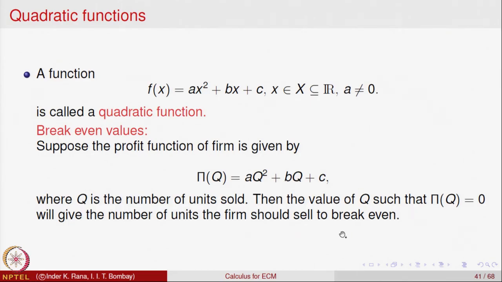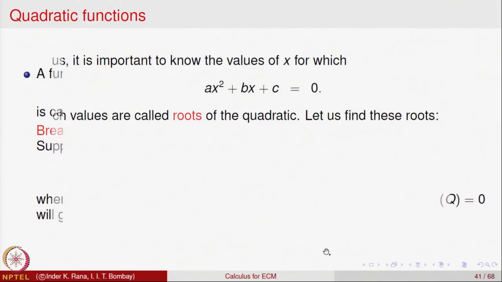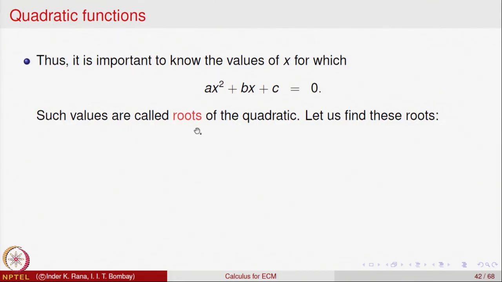So, to find out the break-even points for a company whose profit function is given as a quadratic function, one has to solve a quadratic equation. So it becomes important to know for what values of x a quadratic equation ax² + bx + c will be equal to 0. Here a, b and c are constants, and the value of x for which this is satisfied is called a root of the quadratic equation.